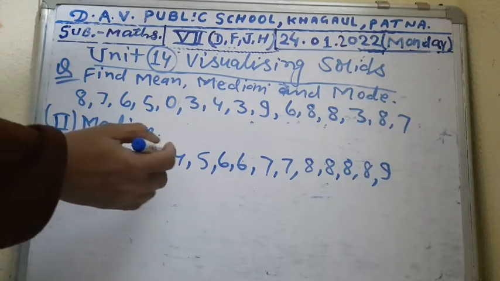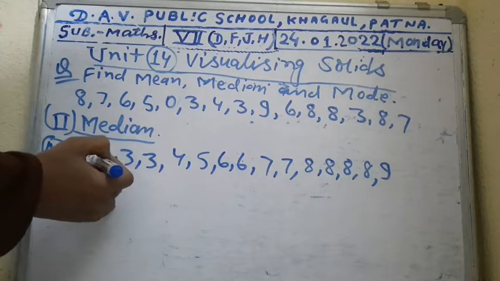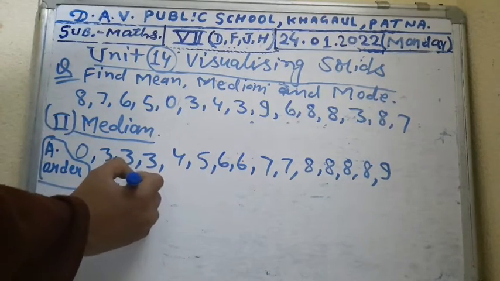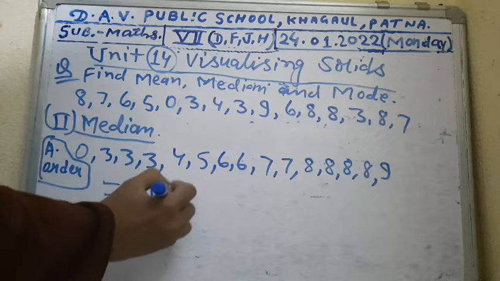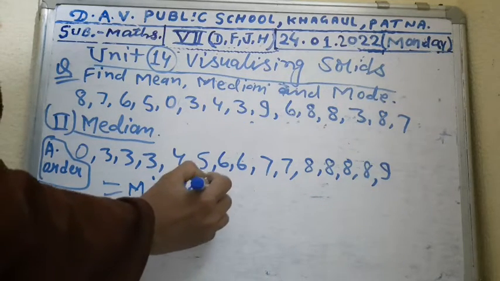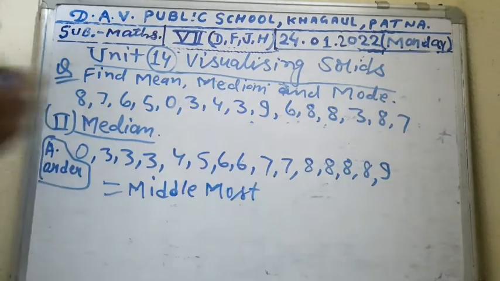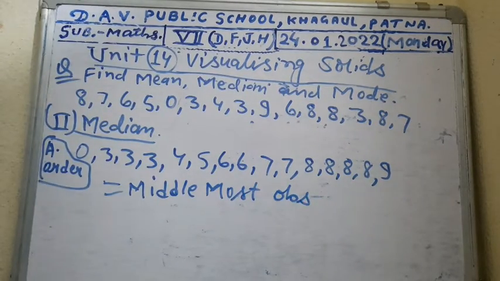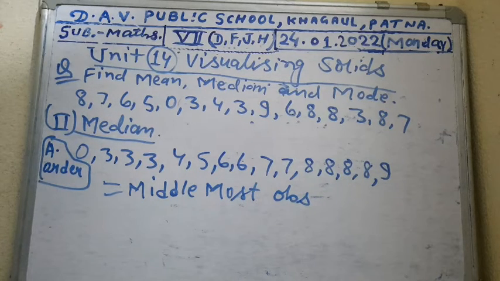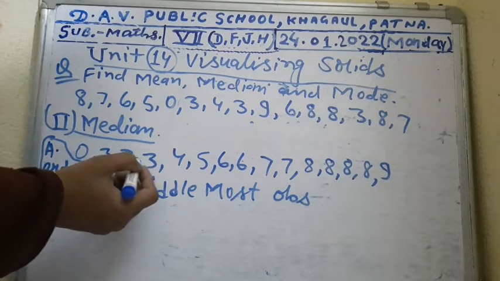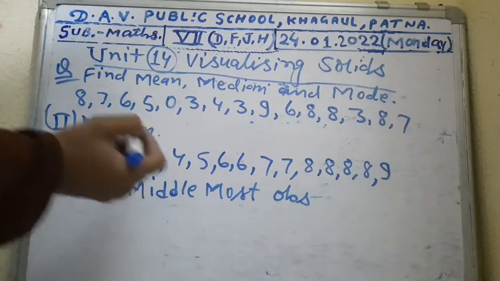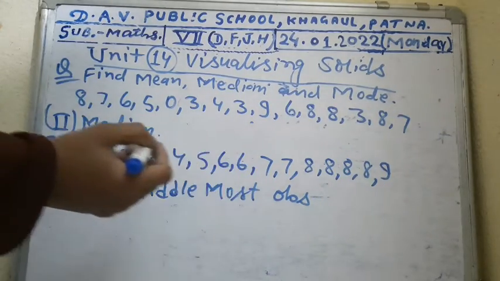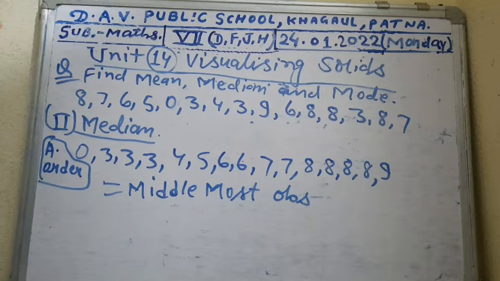If the number of observations is odd, then we write the middlemost. Median is the middlemost observation. So we find the middlemost. Total number of observations is 15. So the middlemost is 15 plus 1 divided by 2.